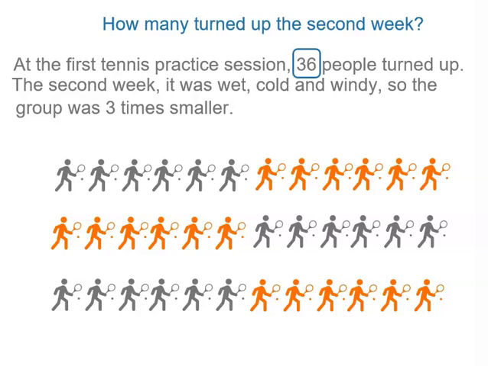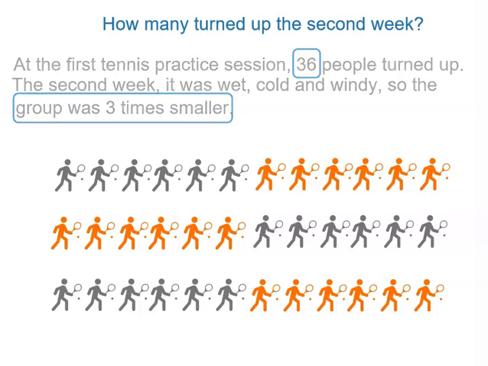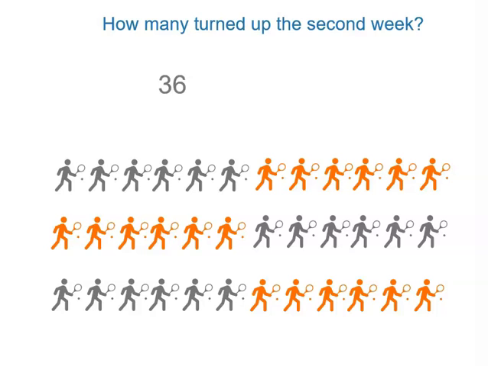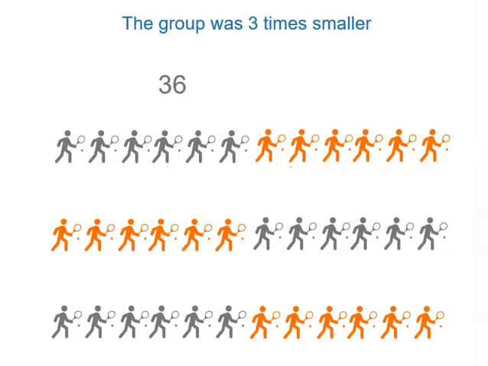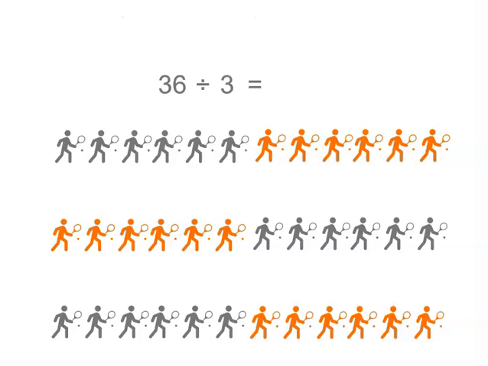Well, there were 36, and then the group was 3 times smaller. So that means we need less. So we're going to start with our 36, and we're actually going to share that, or divide. How much are we going to divide by? Well, the group was 3 times smaller. So it's like splitting our group into 3 equal groups, and then looking at one of those groups. So 36 divided by 3 equals 12.